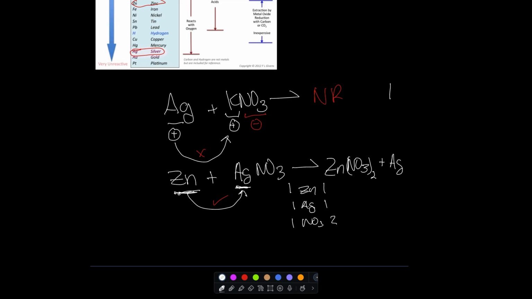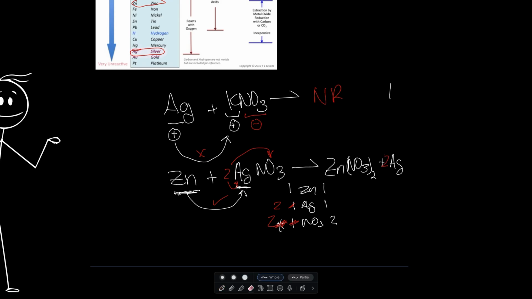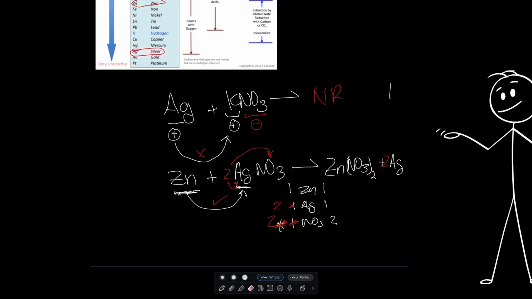So as we can see, this right here does not follow the law of conservation. We're going to have to put a 2 over here in order to make this 2. So by putting a 2 there, not only do we have 2 NO3, but we've also created 2 Ags, right? So we need to put a 2 over here for this to balance. I hope this makes sense.